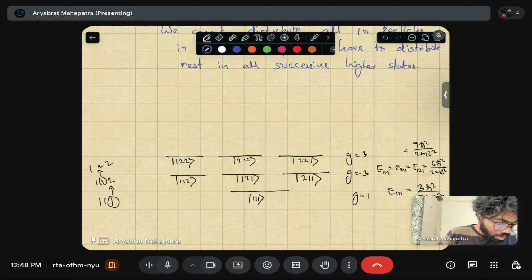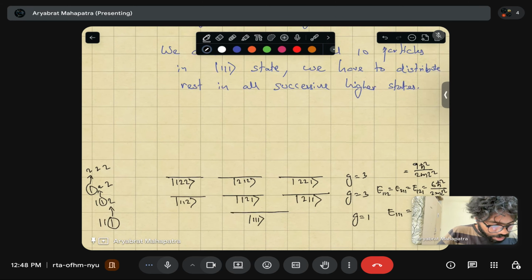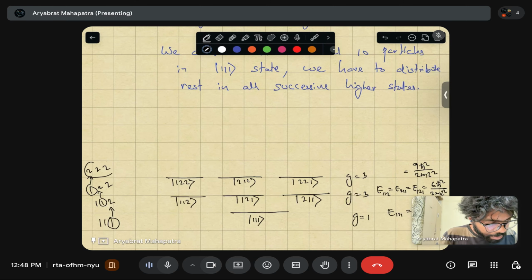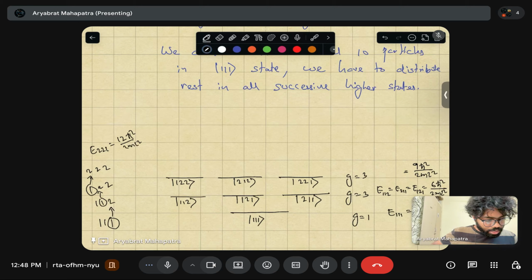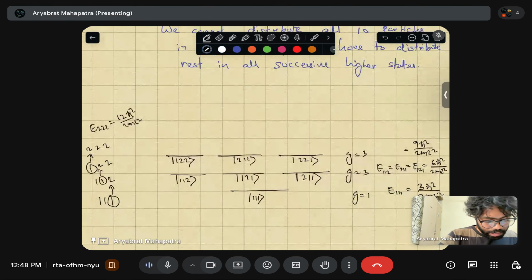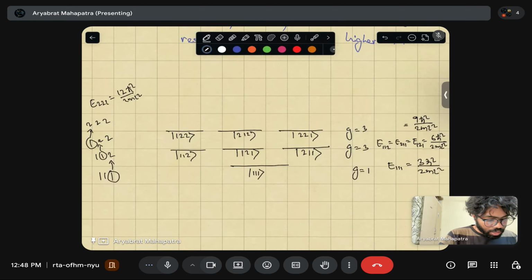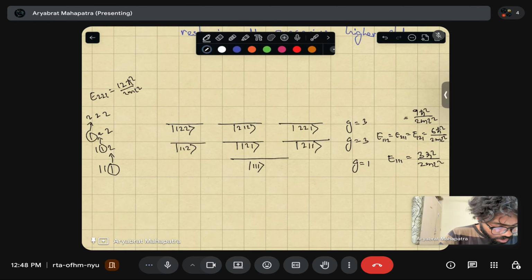Then the next thing you can do here is make this one go to 2, and you will have 2 2 2. If you calculate the energy corresponding to this combination, that is E222. This will give you something like 12 h bar square over 2 m l square.